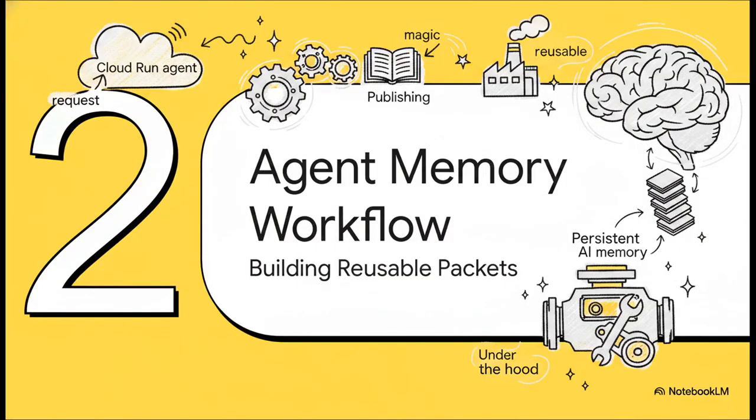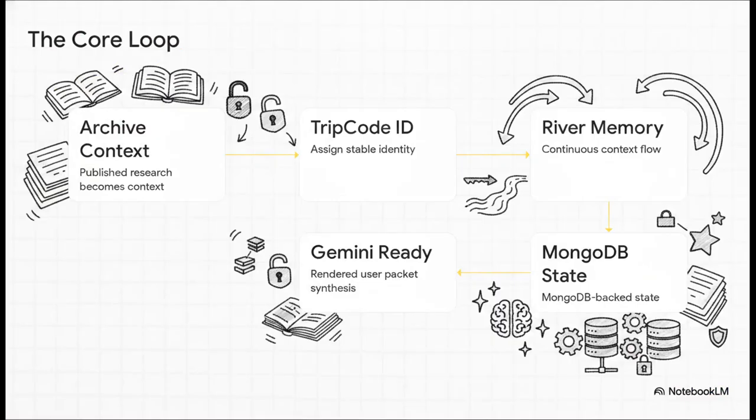Moving on to Part 2, the Agent Memory Workflow. This is all about building reusable packets. Honestly, this is where the magic really happens under the hood, where a Cloud Run agent receives a request and calls the publishing workflow to return a completely reusable packet. Let's see how this builds. This core loop systematically converts a raw archive into highly reliable memory.